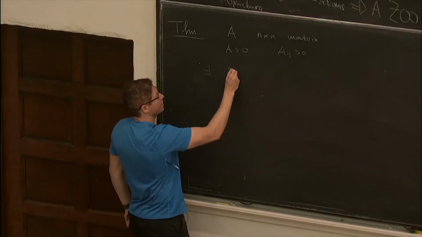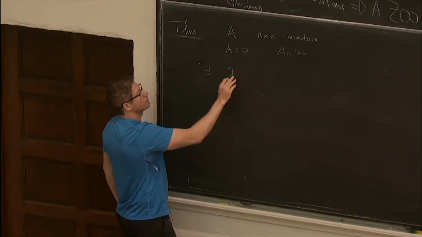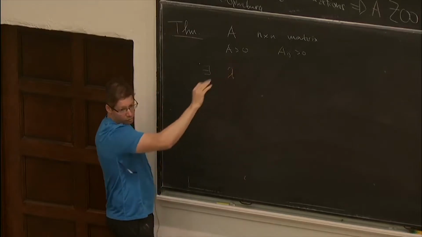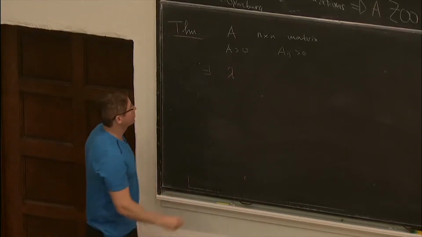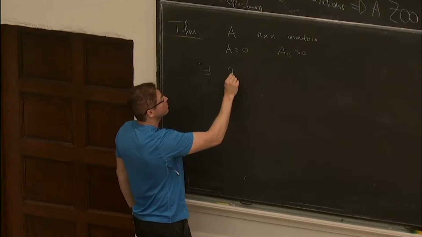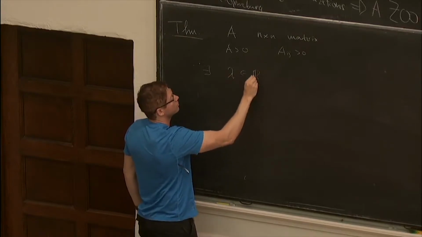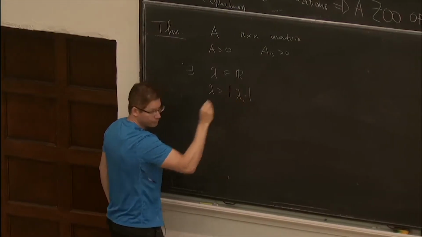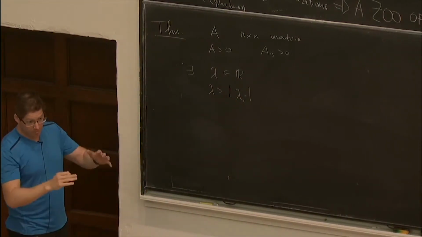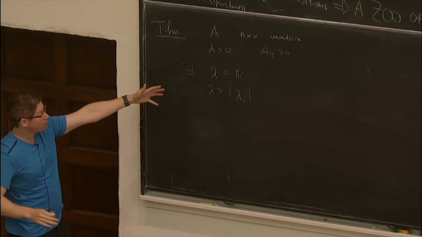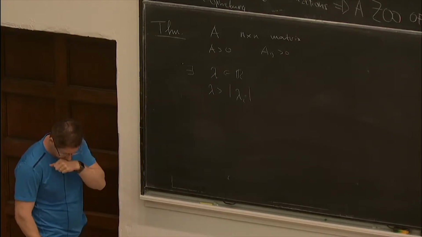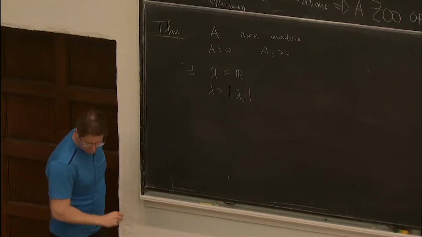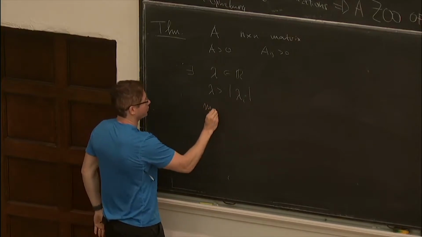There exists a real eigenvalue, lambda. So this matrix may not even be diagonalizable. But the statement is that there exists an eigenvalue lambda, which is real, and it's bigger in absolute value than all the other eigenvalues. So the biggest eigenvalue in absolute value is real. That's what it says. And it has multiplicity 1.